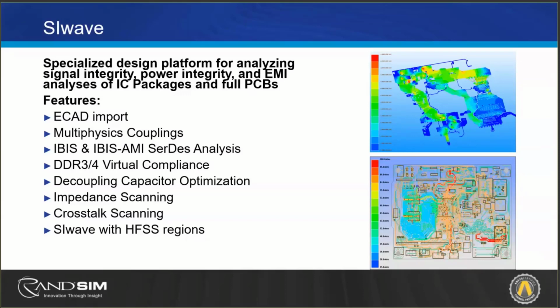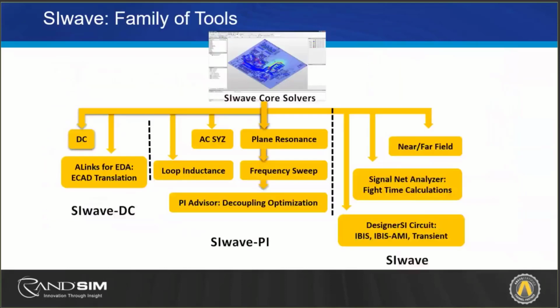Within SI Wave, there are three different levels. The first one is DC SI Wave. This is your DC analysis, so your IR drop, which you can, as I said before, couple with thermal, and look at return paths. This is also your ECAD translation tool.